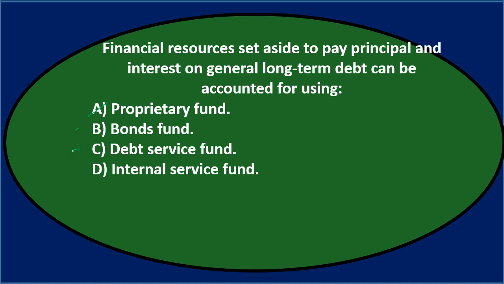And then the internal service fund. The internal service fund is actually a type of proprietary fund, and so it's not going to be an internal service fund. So between B and C, those sound most reasonable for debt. Let's go through it again. Financial resources set aside to pay principal and interest on general long-term debt can be accounted for using the debt service fund. That's the one that should sound more familiar. We have a debt service fund. So final answer, C.